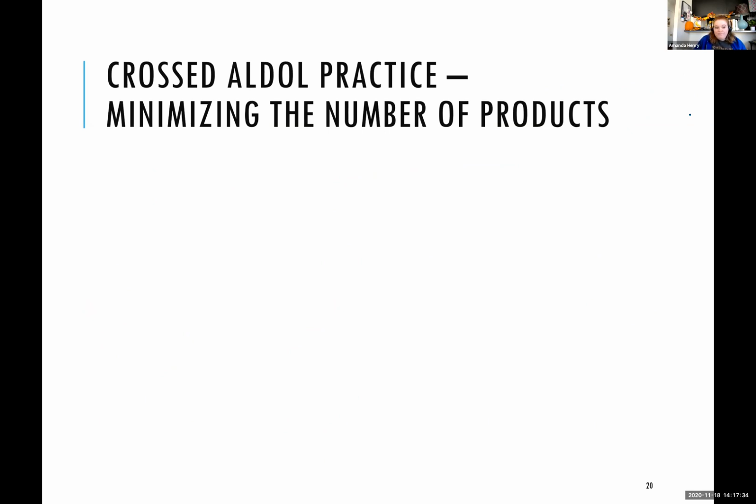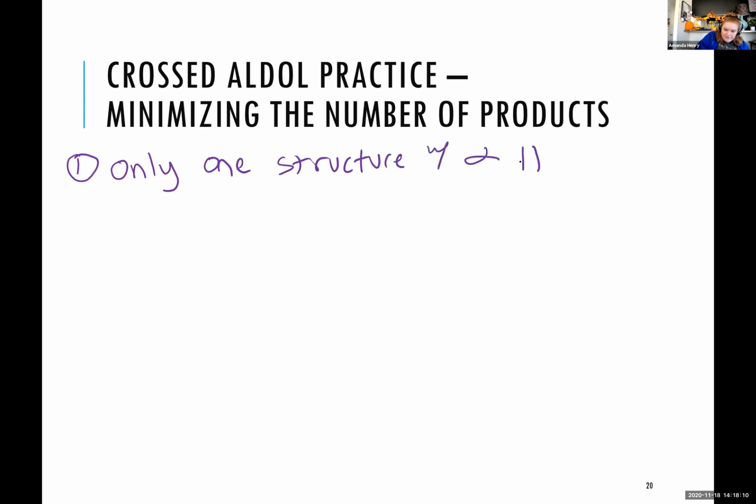Doing that on paper isn't horrible. It's 4 products. We can kind of mix and match and figure it out. Doing it in real life isn't the greatest though, because we don't want to have 4 different products that we have to separate. So there's a couple different ways we can control that. We can minimize how many products we actually make. The first way is we have only one structure with alpha hydrogens.